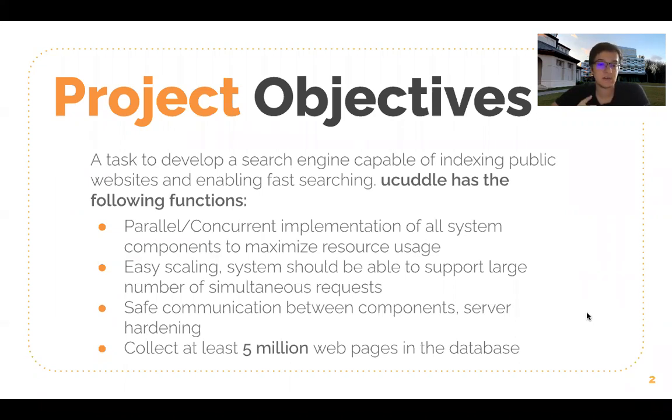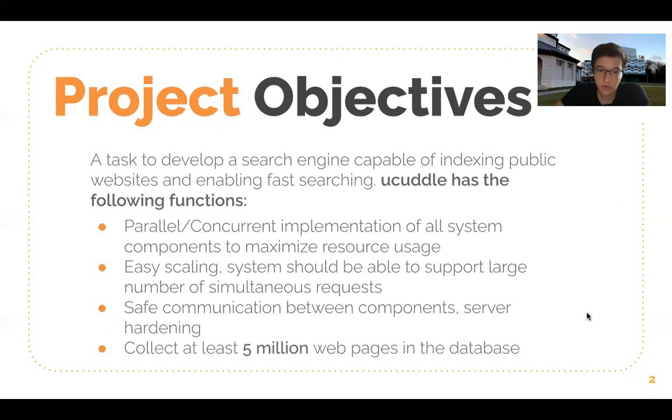Ucuddle has the following functions. It is implemented in a concurrent and parallel fashion to maximize the usage of resources of different computers. We have enabled easy scaling because our system should be able to support a large number of simultaneous requests. It was our requirement that we needed to keep up with.